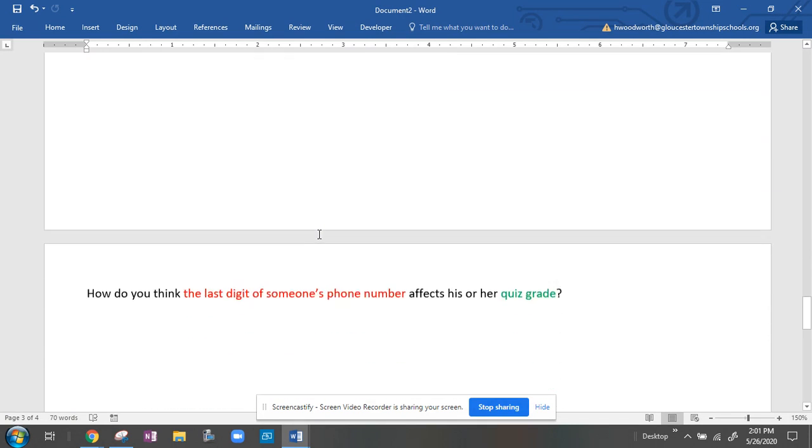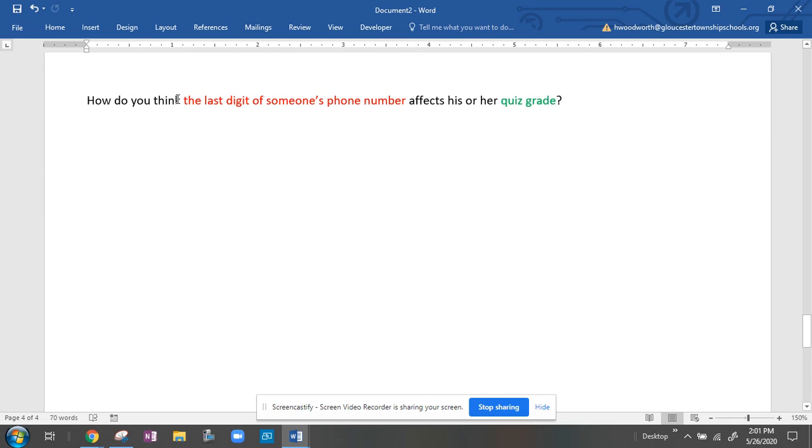All right, one last one. How do you think the last digit of someone's phone number affects their quiz grade? Interesting. The other ones had variables that seemed to be related in some way, and in a maybe more obvious way. But what do you think the relationship is here? As the last digit of someone's phone number increases, what happens to their quiz grade? If you have a higher digit in your phone number, do you think you're going to also have a higher quiz grade?